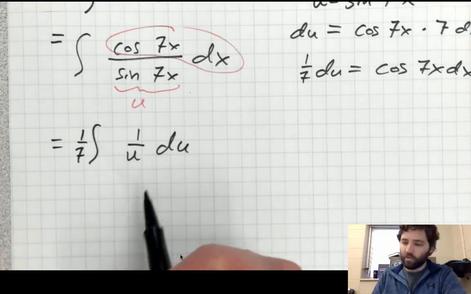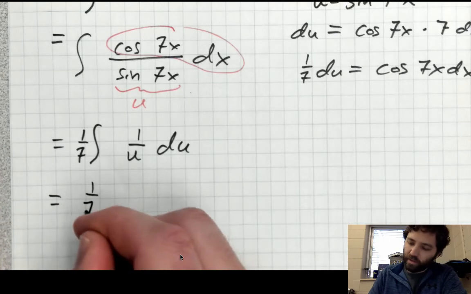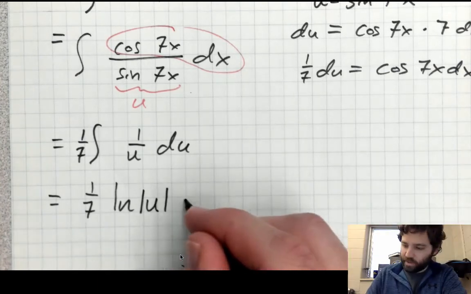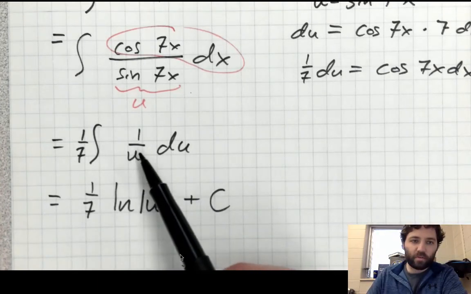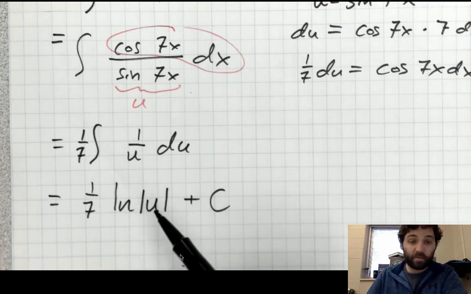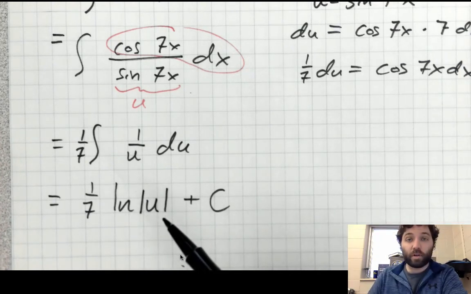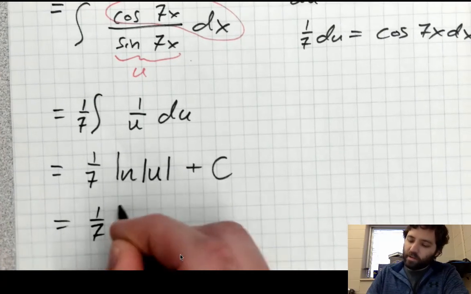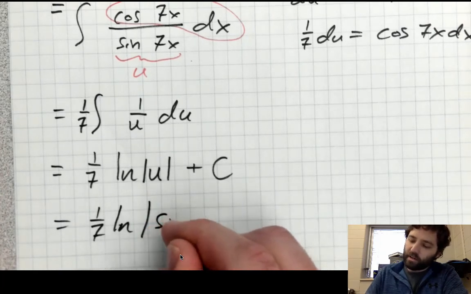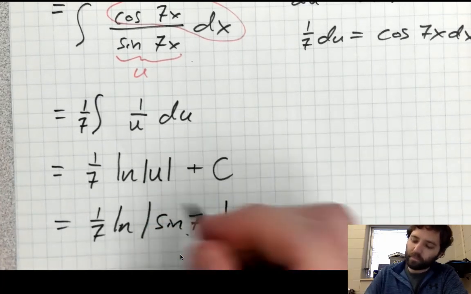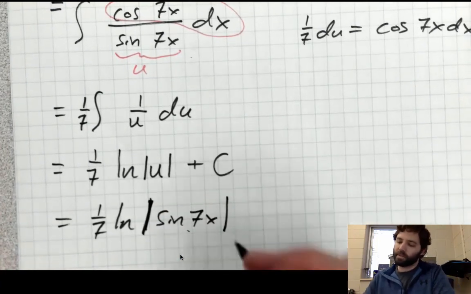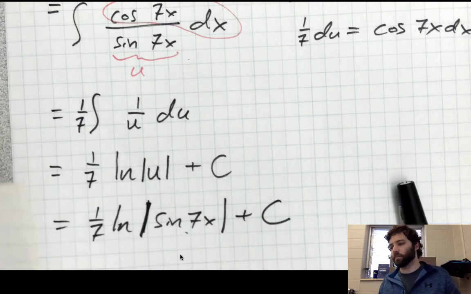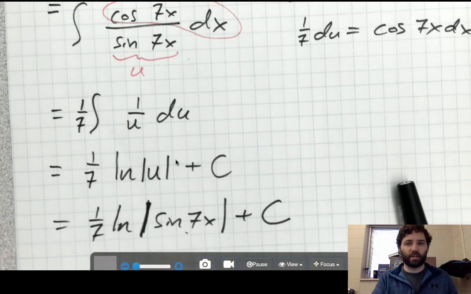And then the antiderivative of 1 over u is 1/7 natural log of the absolute value of u, plus c. It's the absolute value because this is defined for all real numbers except for 0. Natural log without the absolute value is only defined when x is greater than 0. So that's our antiderivative. Last step, plug in u. So 1/7 natural log of the absolute value of sine 7x, plus c. Okay, and that's it for the first part of 7.2, refreshing your understanding and knowledge of u-substitution.